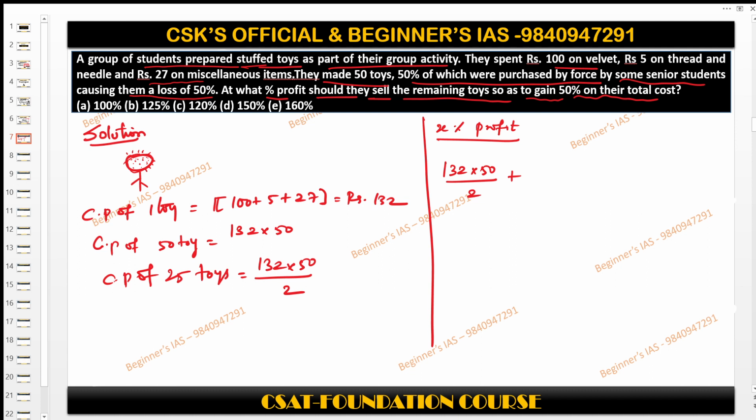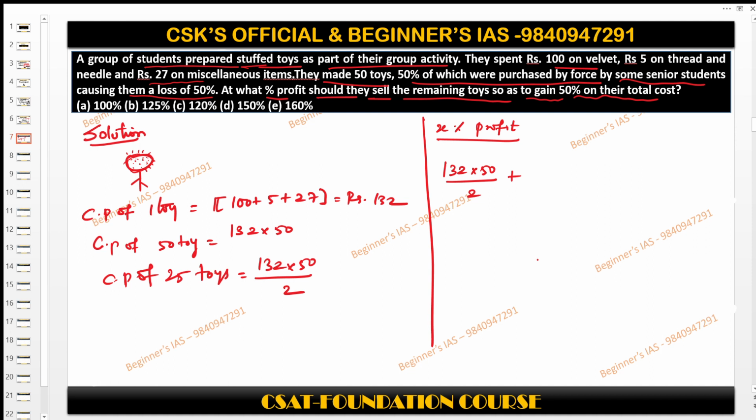Always remember, when it is 100 percentage, if 25 percentage increases, what will you do with respect to the original amount? Totally you have to calculate for 125 percentage, right?